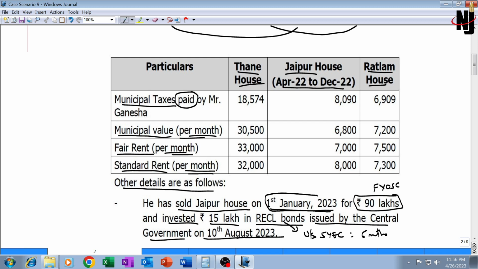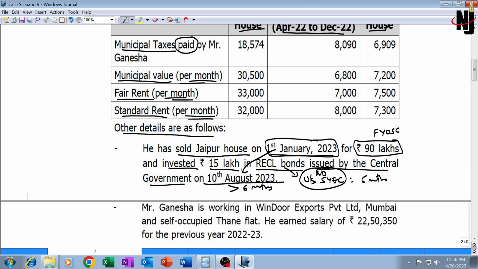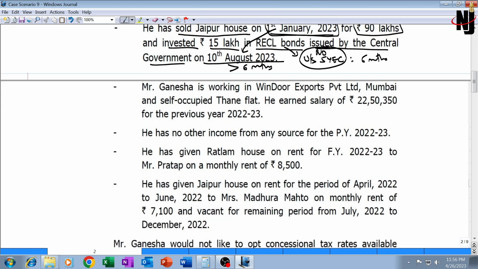Date of sale is 1st January 23. Investment is made on 10th August 23, which is beyond 6 months. Since it is beyond 6 months from 1st January 23, therefore 54EC will not be available. I hope you have understood this. But for Jaipur house, capital gain will have to be calculated. Long-term capital gain it will be.